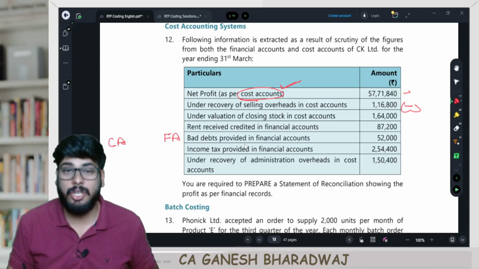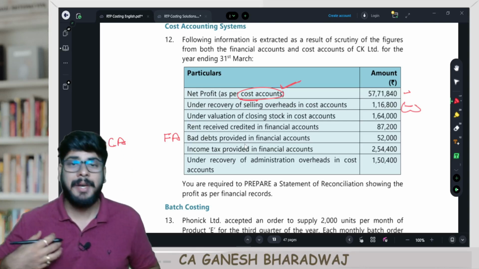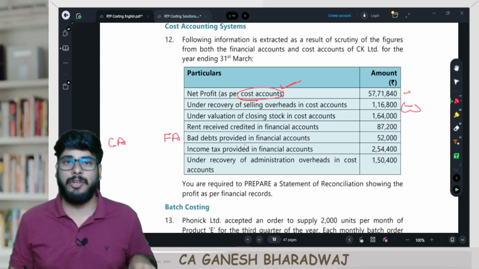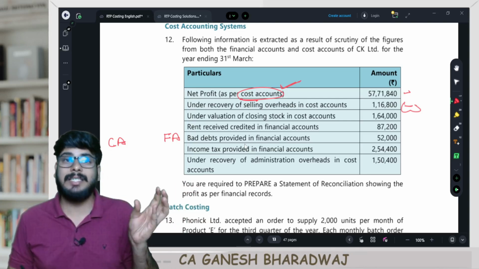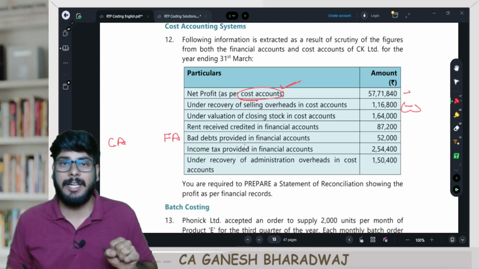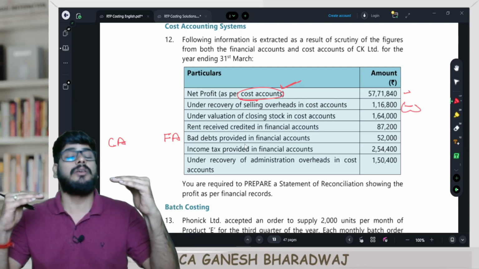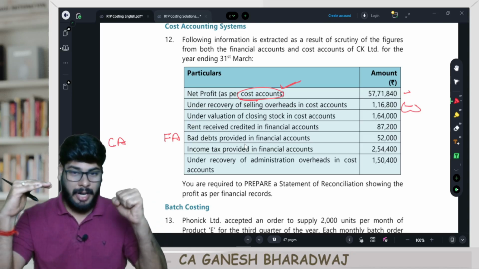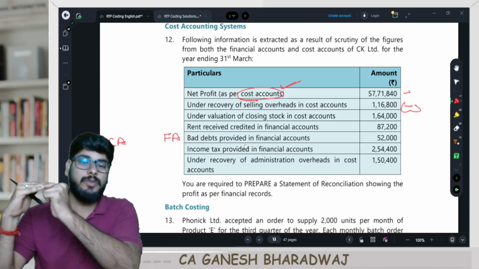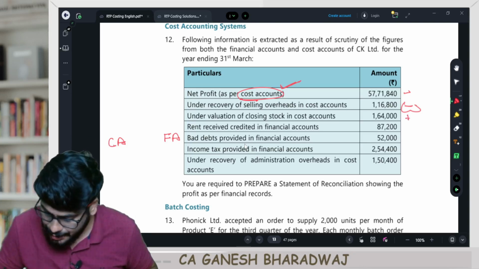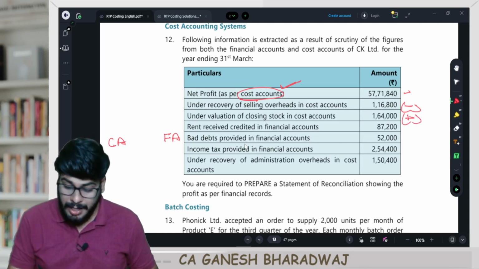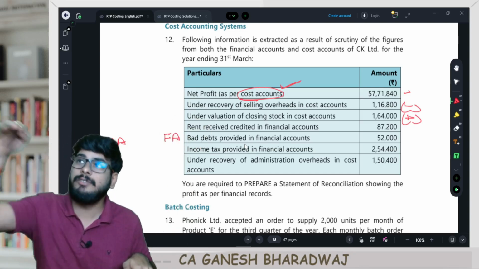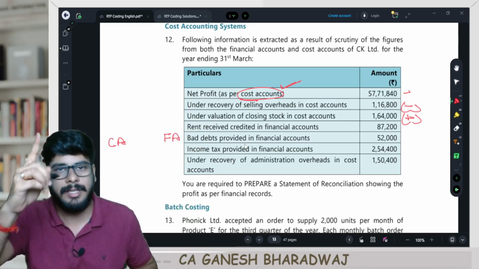Undervaluation of closing stock in cost accounts. Now, what happens here? In costing, this closing stock is being undervalued, right? So closing stock is a credit item. In costing, your credit item is less as compared to your financial profit. So right now you are in a lesser state. You need to reach a higher figure. You need to add this figure. Are you clear with this? So undervaluation of closing stock. The credit is lesser in cost accounts, but we need to reach the financial accounts, so add it to reconcile. Are you clear with this?